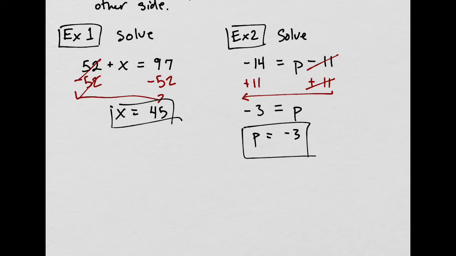Yeah, deal with the numbers that are closest to the variable first. You're trying to move it away from the variable. You're trying to get the variable all by itself. Maybe that's another key idea. Get the variable all by itself.